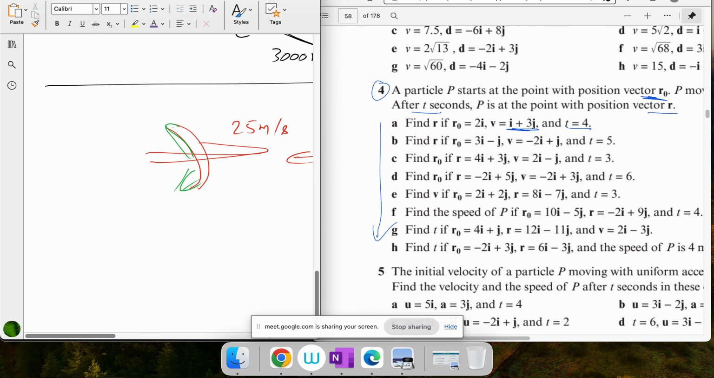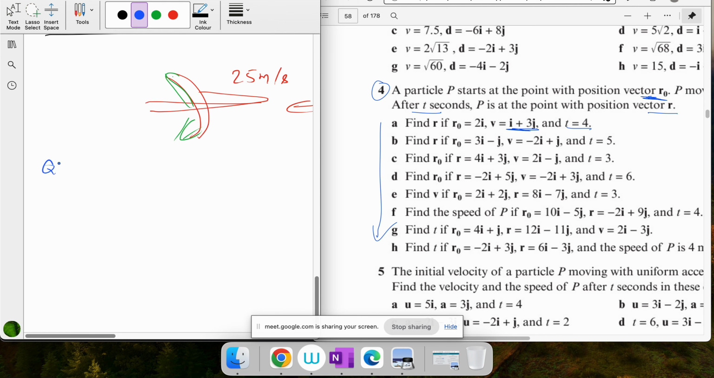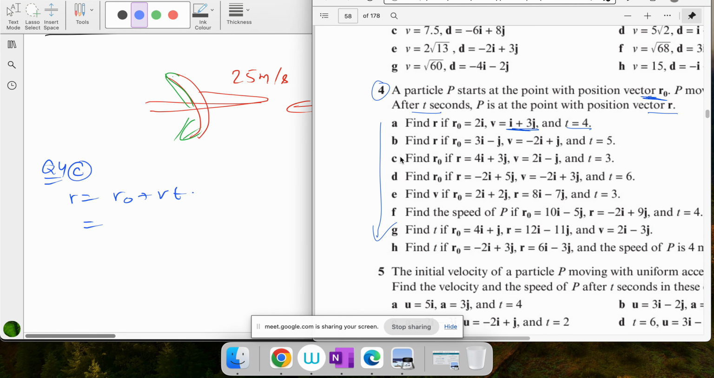Let's try one more in this category. For example, we have question 4c part. So r equals r naught plus velocity into time. R naught is given for c part. R naught is, we have to find r naught in this case.